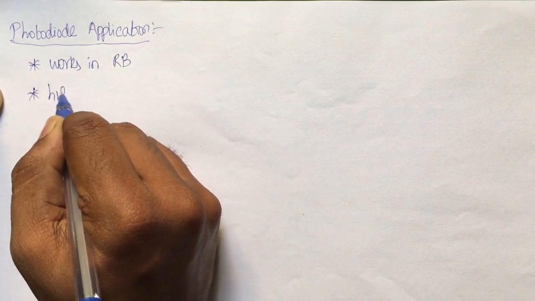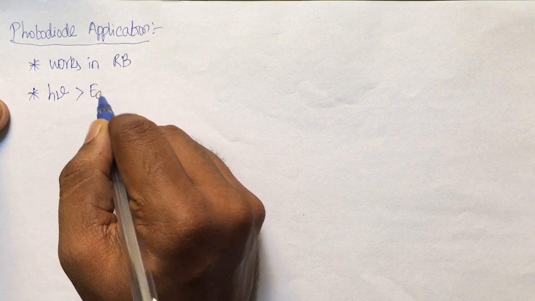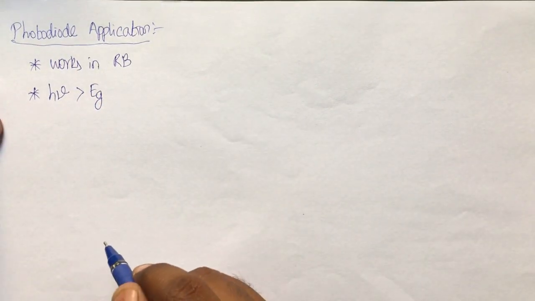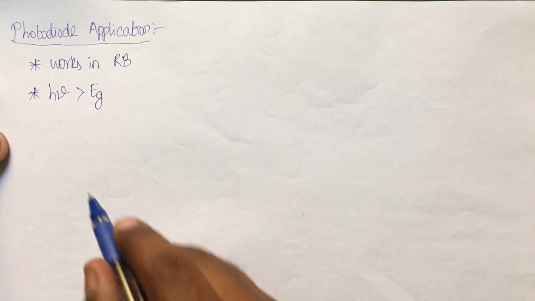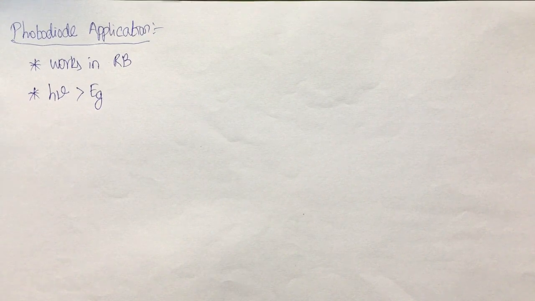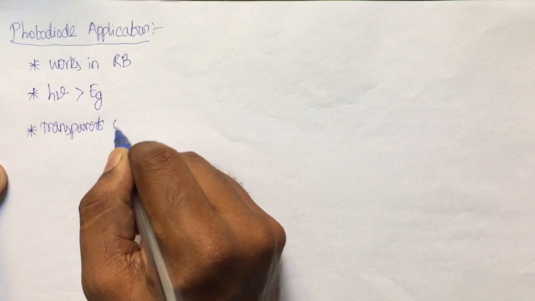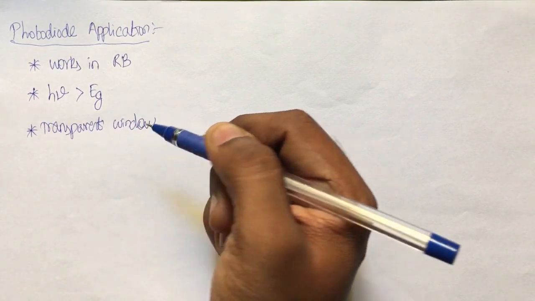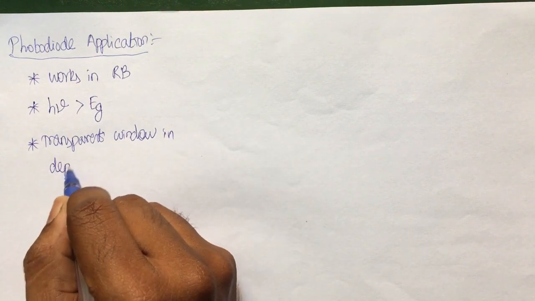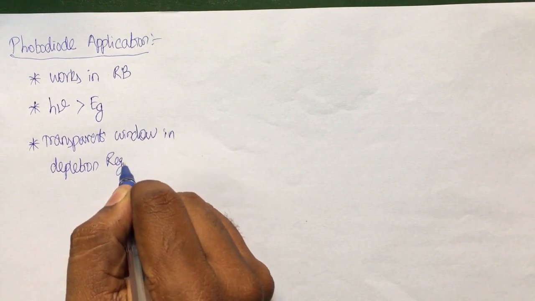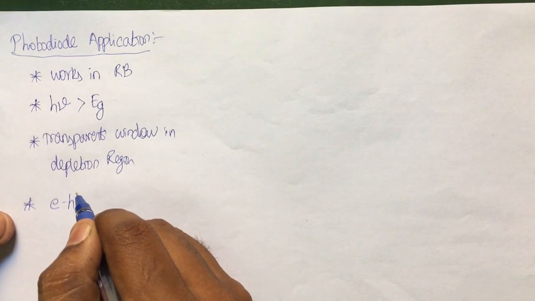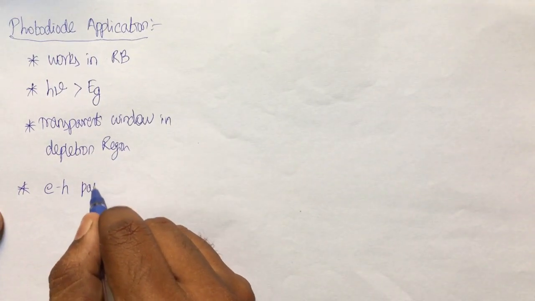It works in reverse bias condition. Then the incident energy of the photon should be greater than the band gap of the semiconductor. And whenever a photon is incident on the depletion region, in which we will have a transparent window, an electron and hole pair will be created.